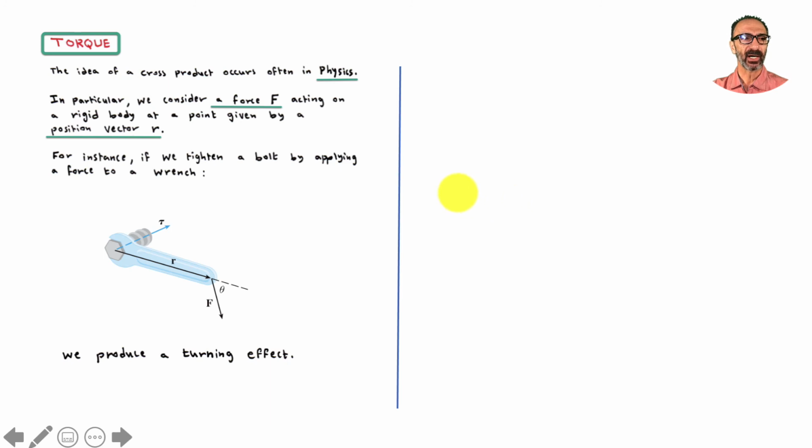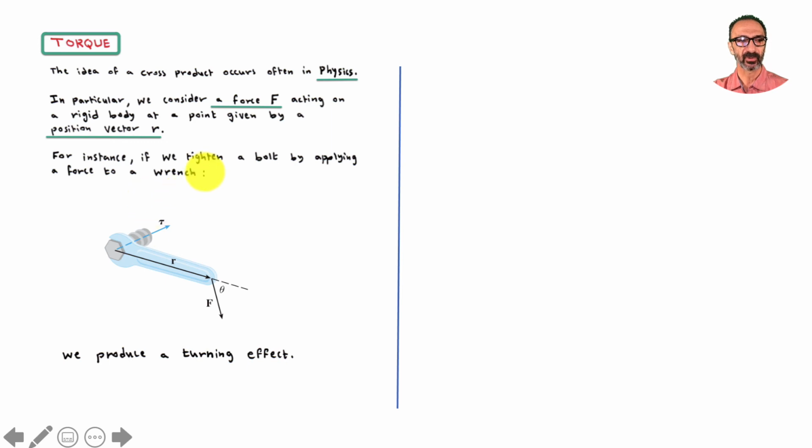Torque. The idea of a cross product occurs often in physics. In particular, we consider a force F acting on a rigid body at a point given by a position vector r. This is a position vector r, and this is what we have in the figure. It clearly shows with the wrench. We're gonna twist it this way. That's my force. That's my angle from the position vector. And the torque is gonna be directed this way because we are actually tightening, and it's gonna take that direction.